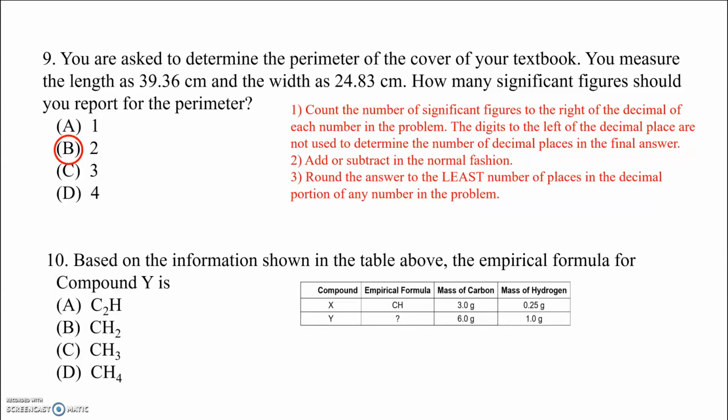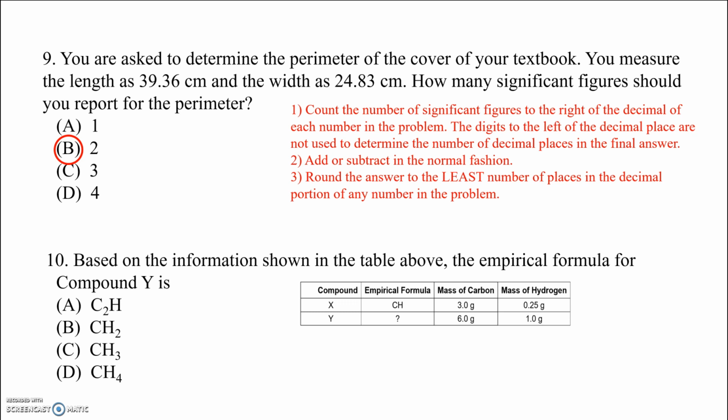Number 10. Oh, let me back up here on number 9. If this does not make sense to you, then you should do a Google search on significant figures for addition and subtraction, and another search for significant figures for multiplication and division, and compare what the rules are for doing this. All right, number 10.